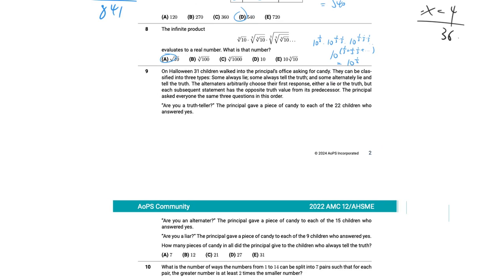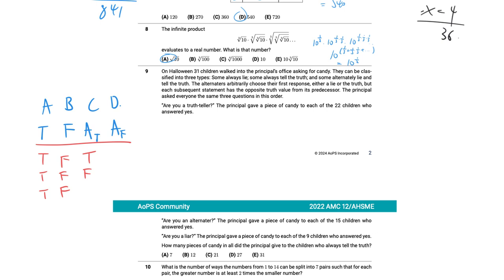So we can list a chart. Let's call them group A, B, C, D. These are the truth tellers. These are the lie tellers. And then there are the alternating that start with truth, and the alternating that start with false. So we can figure out the truth of their responses for each. C would be true on first, false on second, true on third. D would be false on first, true on second, false on third.